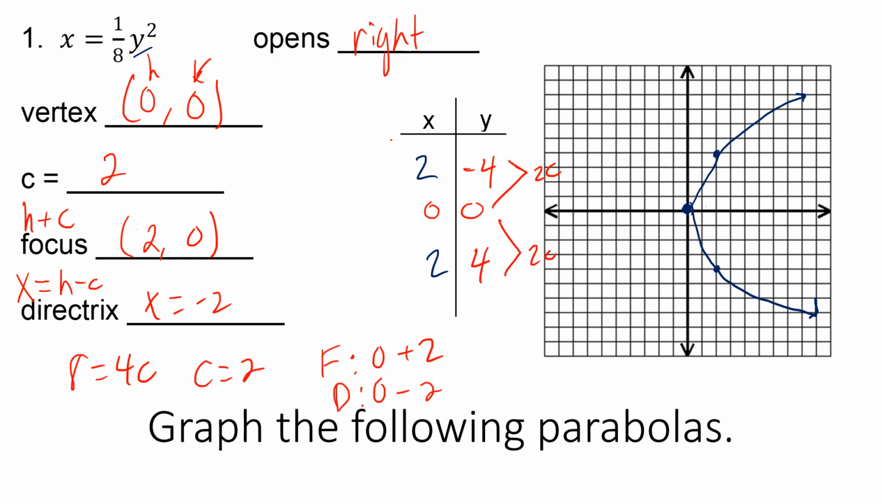Our focus is at 2, 0. I know it's 2, 0 because it's going to be 2 units from my vertex. 2 units in, 1, 2. And that is my focus. Now I'm going to go 2 units outside of my parabola, 1, 2. And that is going to be where my directrix lies. My vertical directrix, and that's at x equals -2.